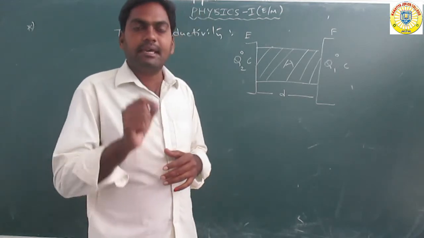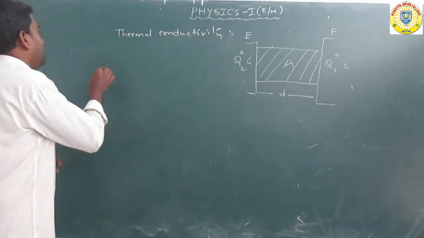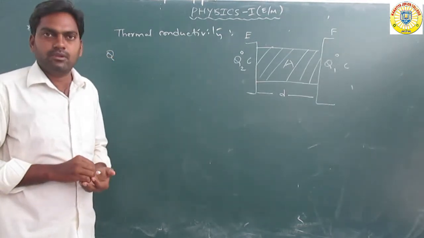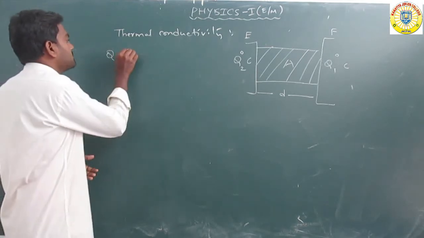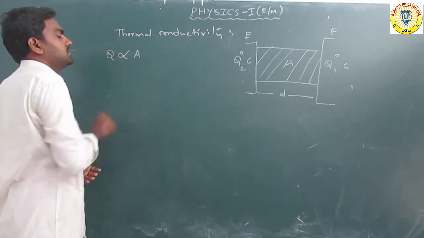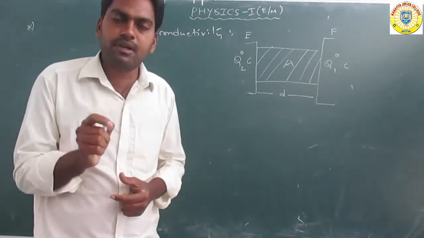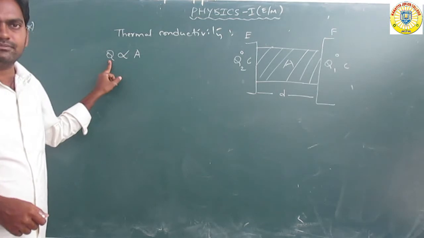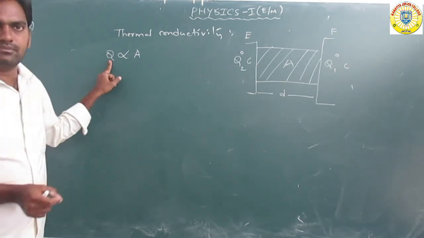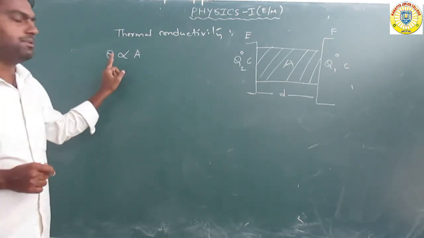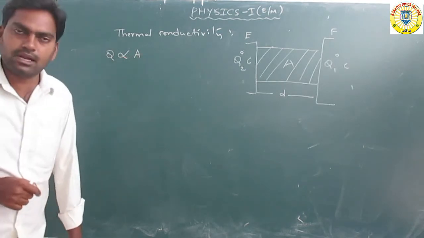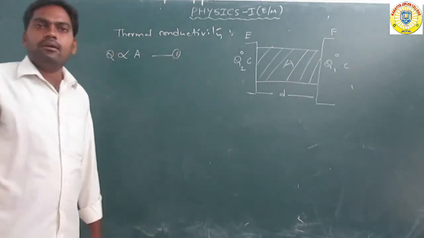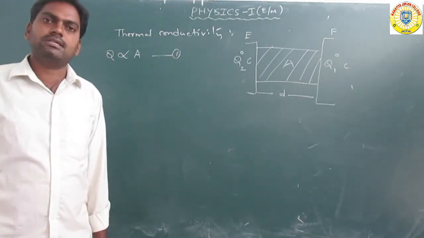The conduction of the heat, that is the Q. Q is directly proportional to the area of cross section of slab. That means the Q, the conductor of heat, is directly proportional to the area of cross section. That's okay. And now this is taken as the first point, or first equation.